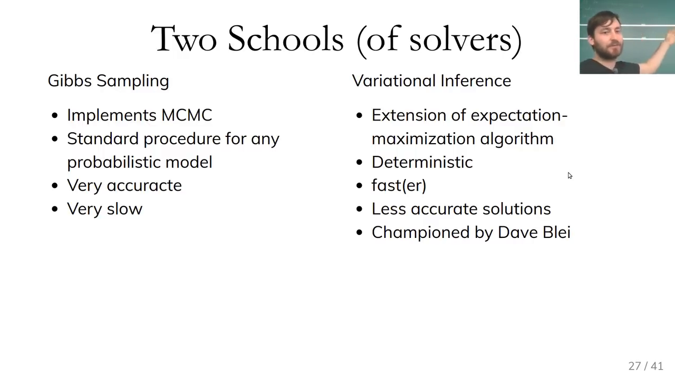Gibbs sampling is a randomized procedure. Another way is to use variational inference to get some initialization and then run Gibbs sampling from there on. It's basically like fine-tuning.